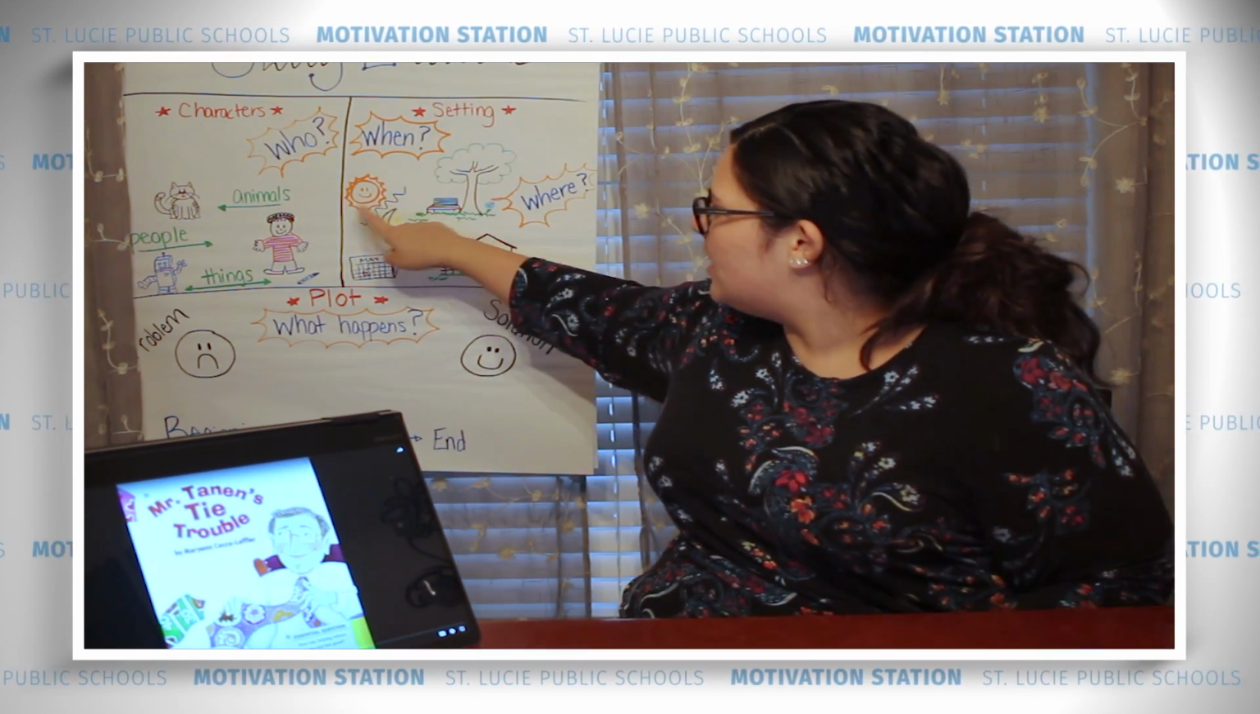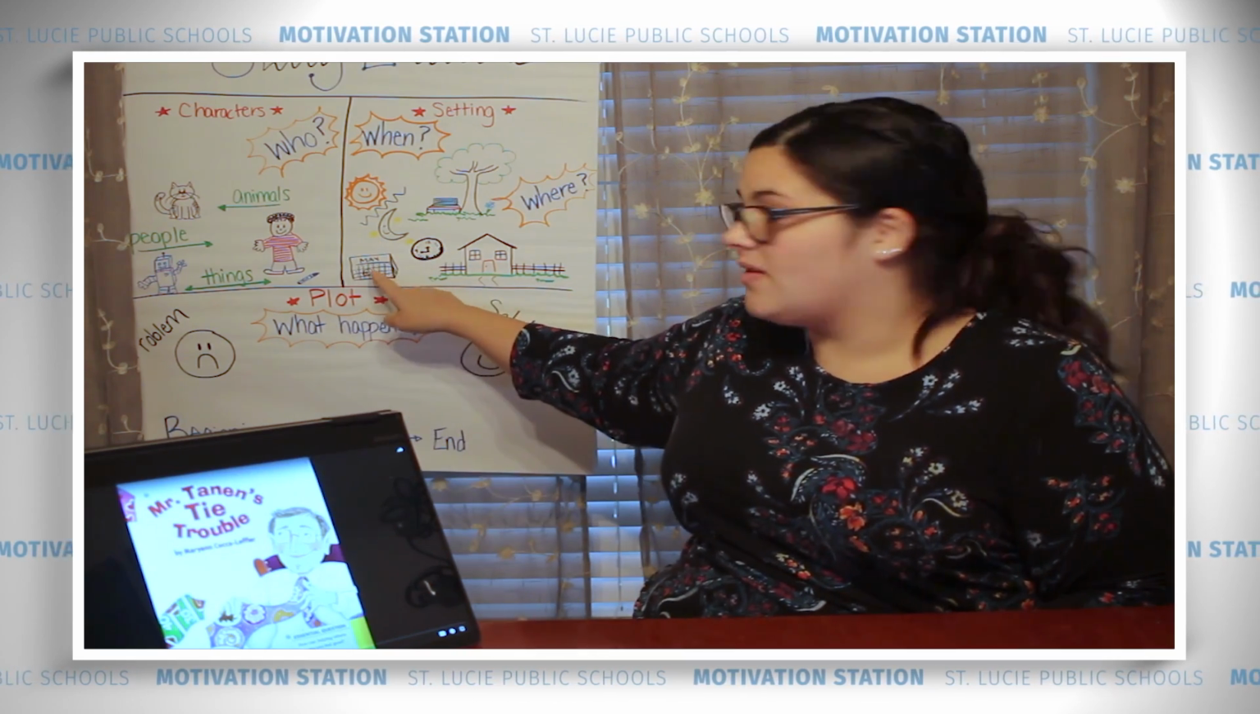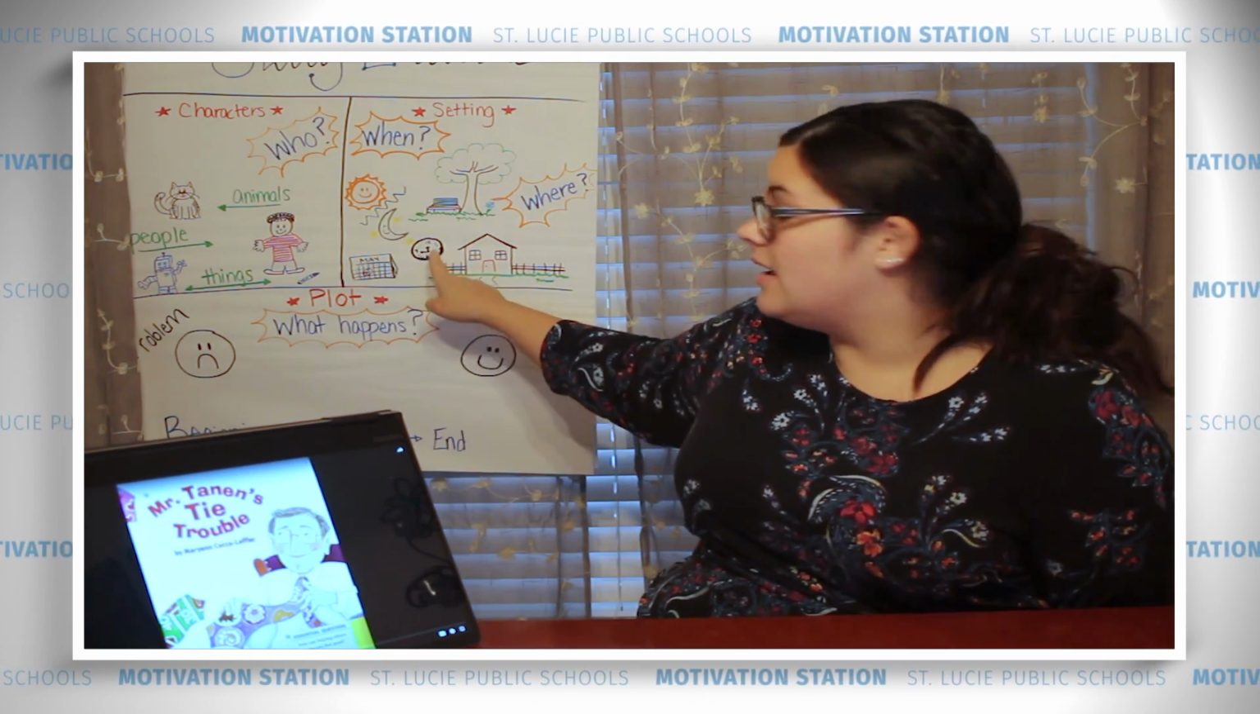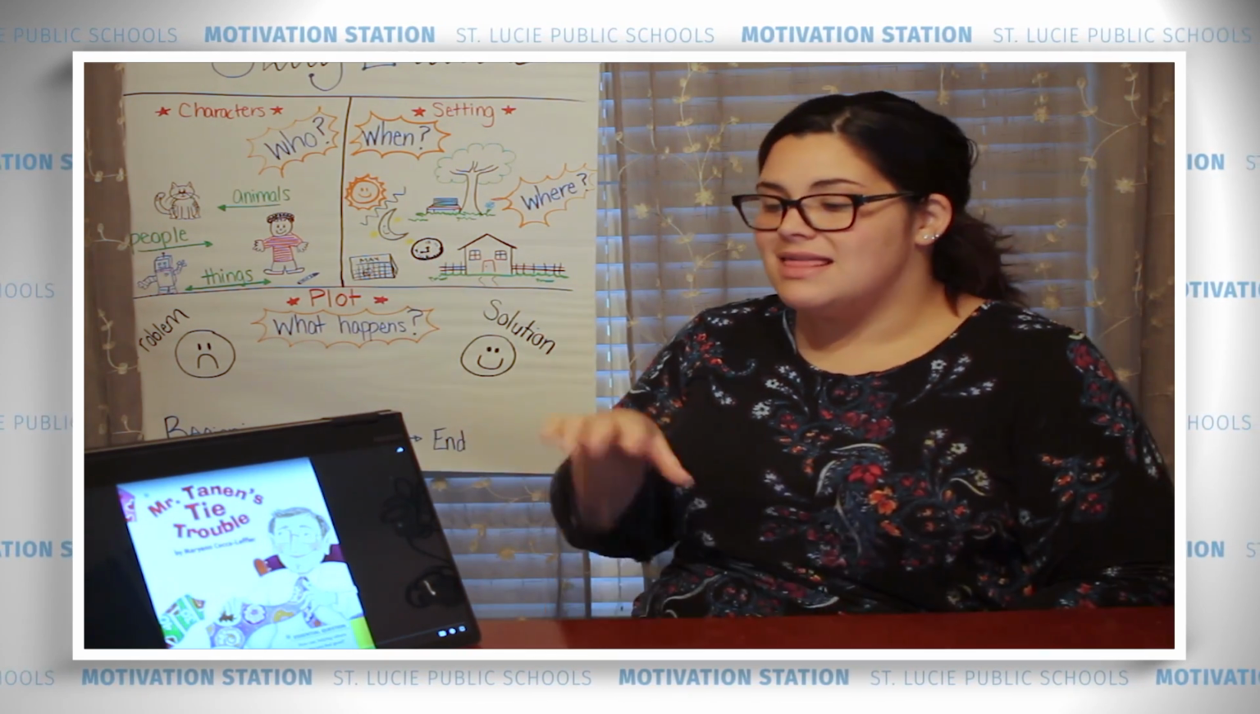Now the setting is when and where. Sometimes the setting will be day or night. It could be a special date on a calendar. It could be a certain time of day. In this text, we don't necessarily know when. We don't know the year or the month, but we can guess it's going to be sometime between August and June because students are in school.